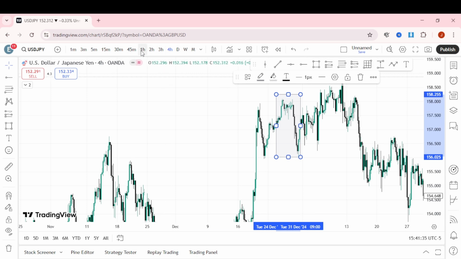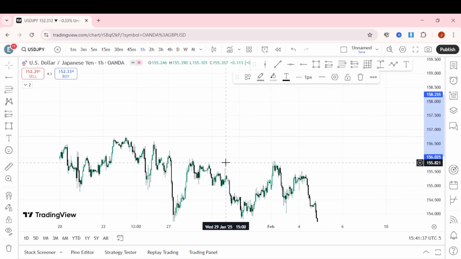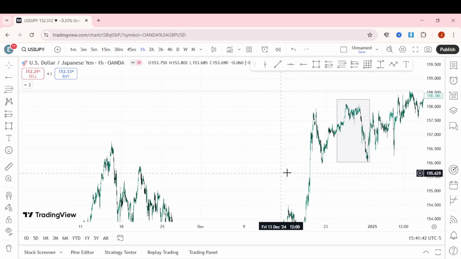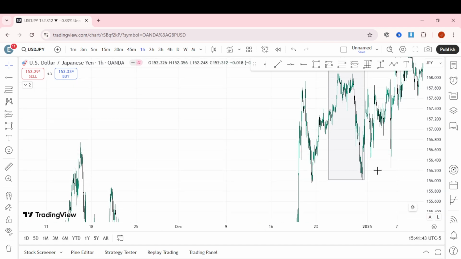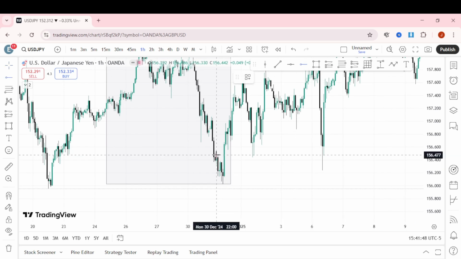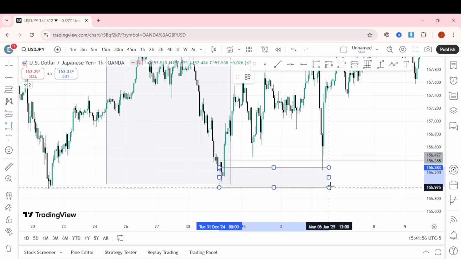So I'm going to go down to the 1-hour time frame. Let's see if we can find a stepping breaker, and yeah, I think we have our stepping breaker. So this right here is a stepping breaker. Price broke this high and broke this high. So you can see this order block right here. This is a very, very good trade.